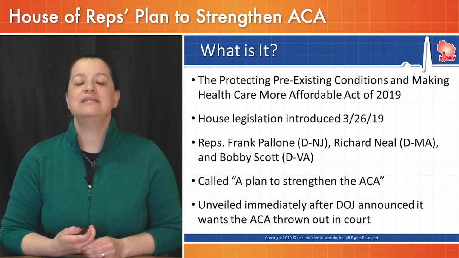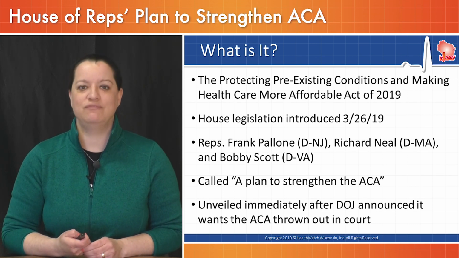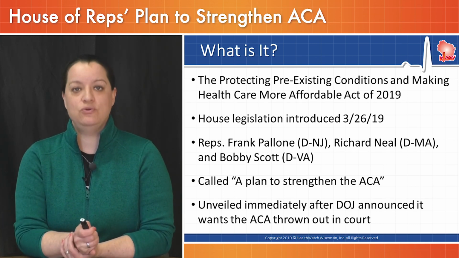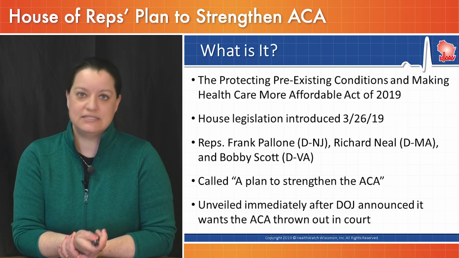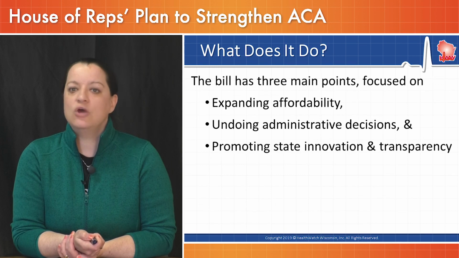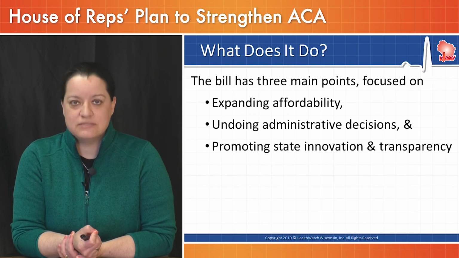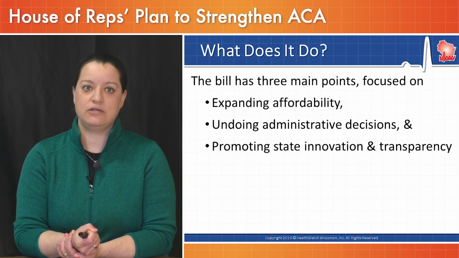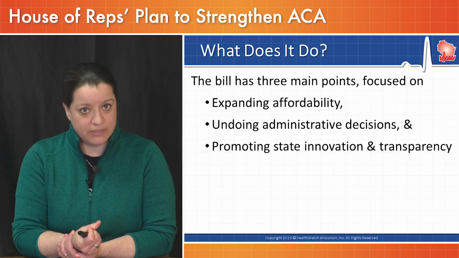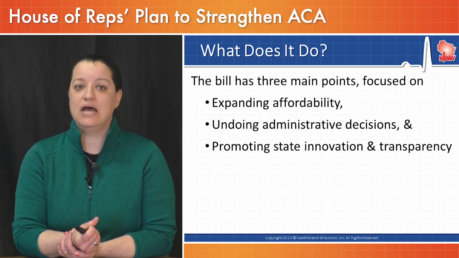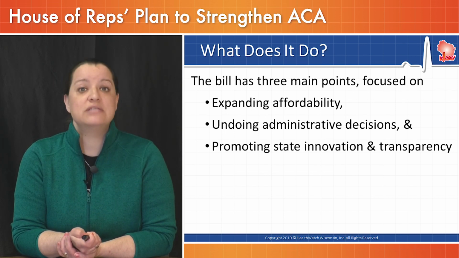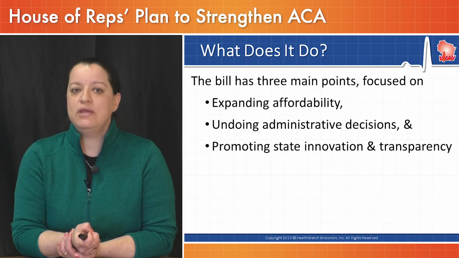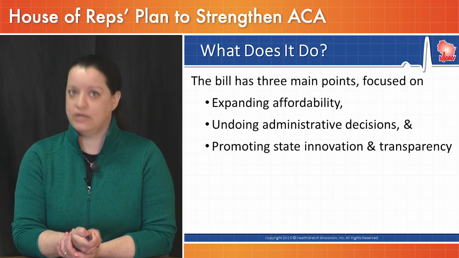It was unveiled immediately after the U.S. Department of Justice announced it was going to refuse to defend the Affordable Care Act in the lawsuit of Texas versus United States. It was an instant response, and it goes into 3 main areas of strengthening the Affordable Care Act. The first, expanding affordability of health insurance. Second, undoing the past history of administrative decisions that have been quite negative. And number 3, promoting state innovation and transparency.